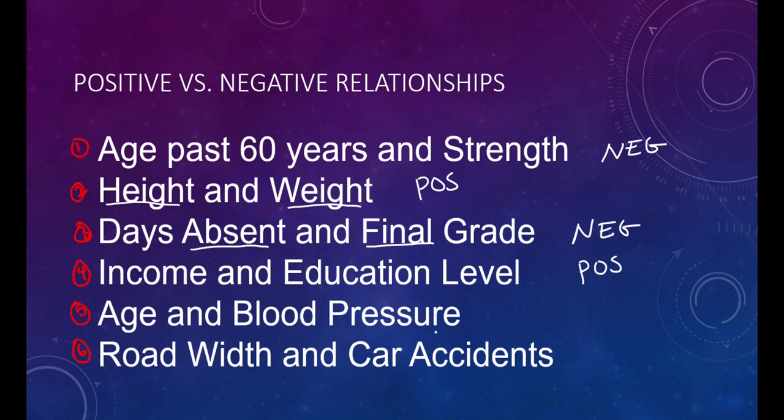Number 5, age and blood pressure. As we get older, our blood pressure tends to increase. So this is a positive relationship. The younger we are, the lower our blood pressure is in general.